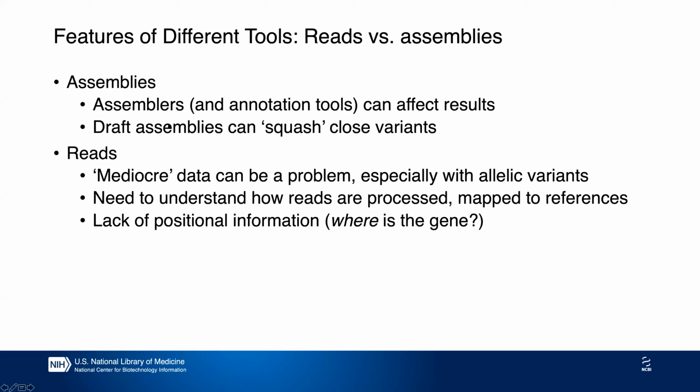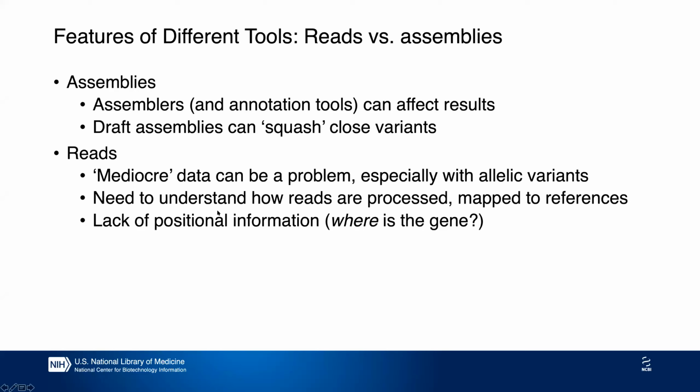And another thing to think about is if you're using draft assemblies, so these are often Illumina-only assemblies, you can sometimes, if you have two very similar genes, the draft assembly process will actually squash those two closely related genes and only assemble one version as opposed to both. So let's say a strain has a KPC2 carbapenemase and a KPC3 carbapenemase. Those can differ by one nucleotide, and sometimes assemblers will only assemble one version.